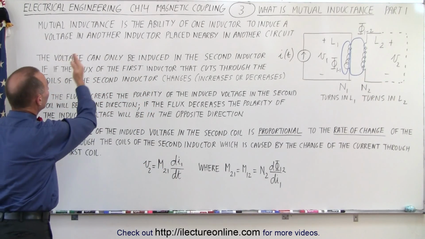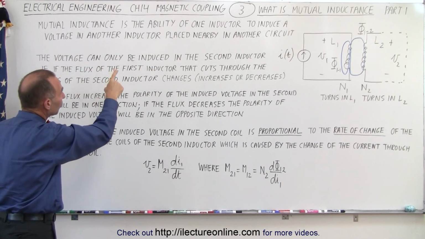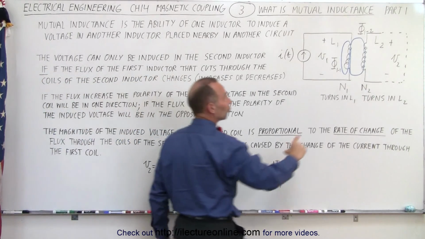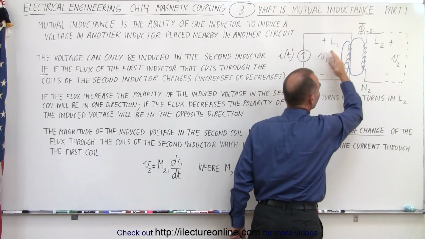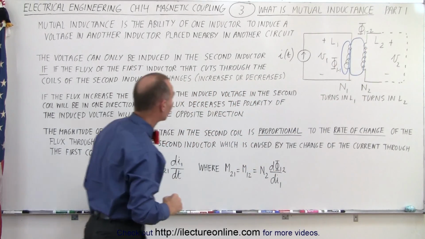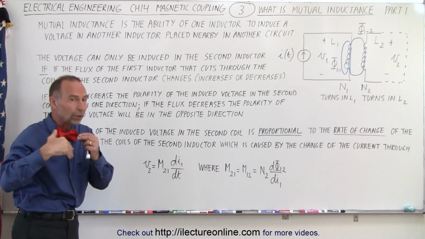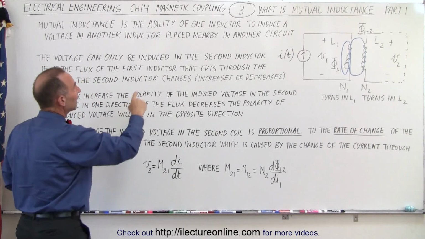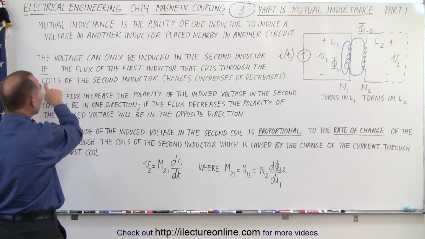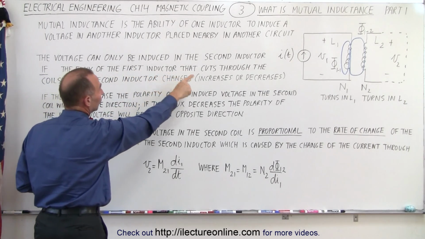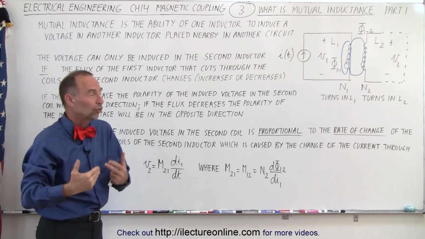First of all, mutual inductance is the ability of one inductor to induce a voltage in another inductor placed nearby in another circuit. So the voltage across the second inductor is due to the mutual inductance between the first and the second circuit, between the two coils. Furthermore, we can only have an induced voltage in the second circuit if, and that's a big if, the flux of the first inductor that cuts through the coils of the second inductor changes. Either it increases or decreases.